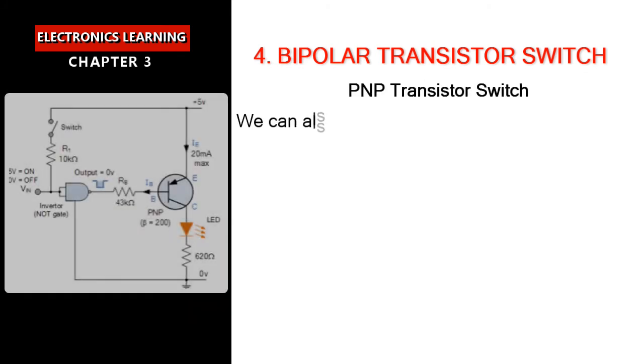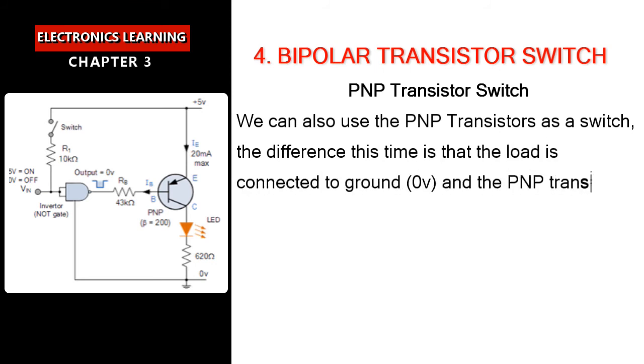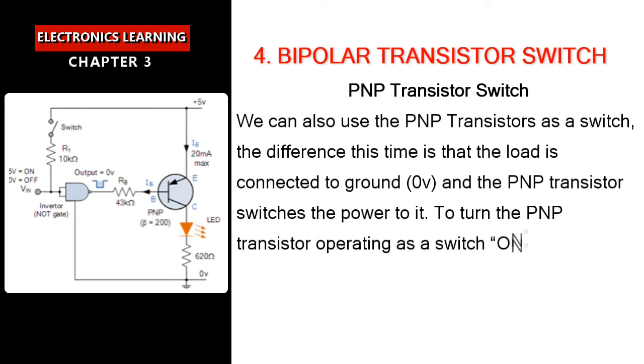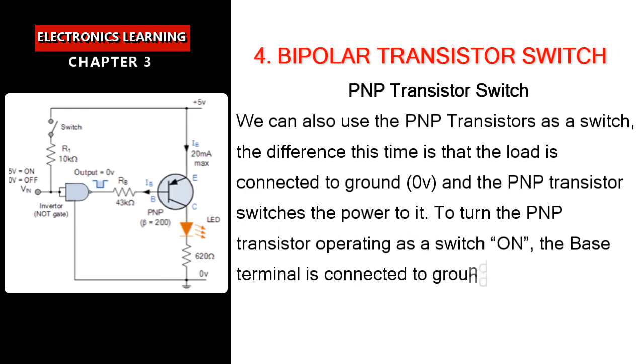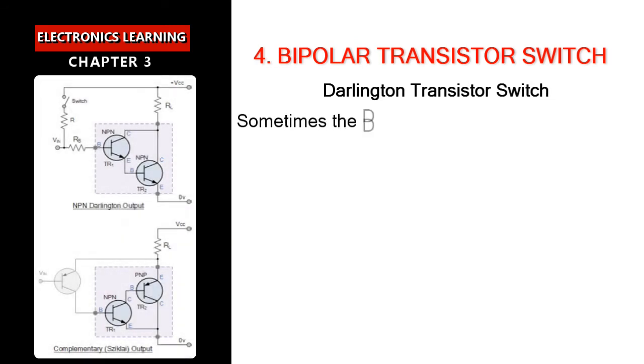PNP Transistor Switch. We can also use the PNP transistors as a switch. The difference this time is that the load is connected to ground, and the PNP transistor switches the power to it. To turn the PNP transistor operating as a switch on, the base terminal is connected to ground or 0 volts as shown.